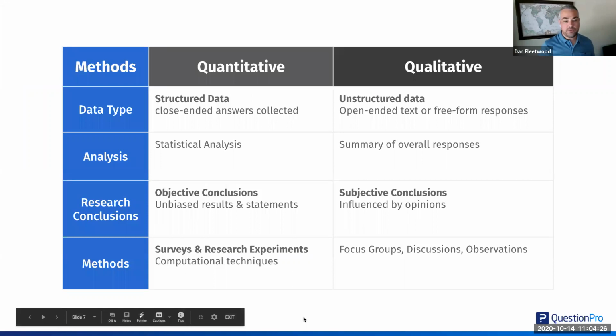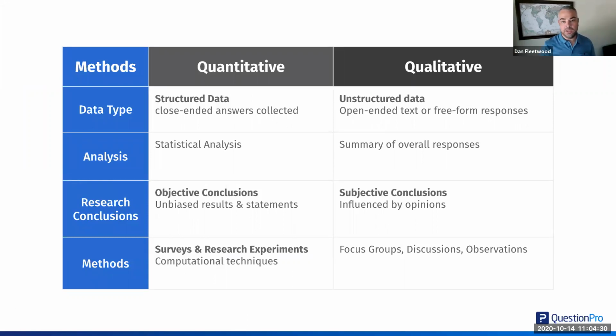But if we want to get down into it, you can see the quantitative and qualitative on the left and right-hand columns here. Quantitative, in terms of data type, is structured data. It's going to be closed-ended answers collected inside of surveys or some other methods as well. Then on the qualitative side, we have more unstructured data: open-end text, free-form responses, as we saw in the previous free ice cream example. We're asking why, getting at the root of it in that manner.